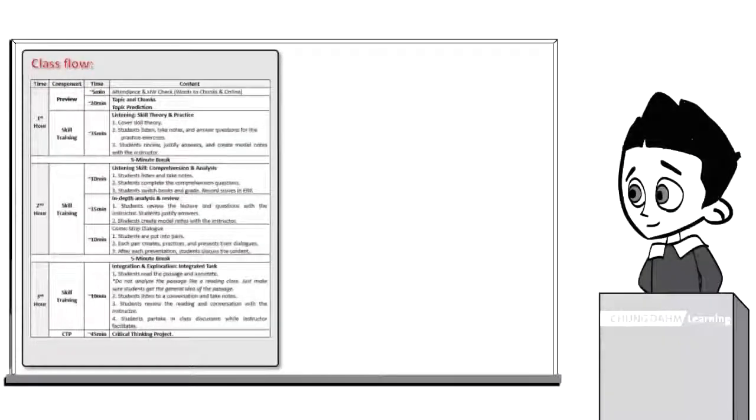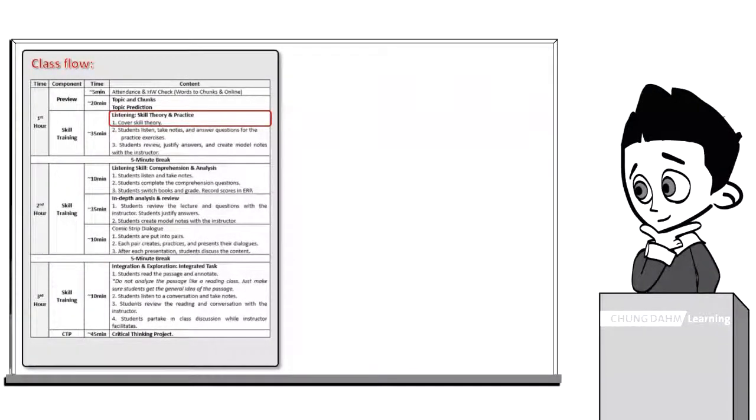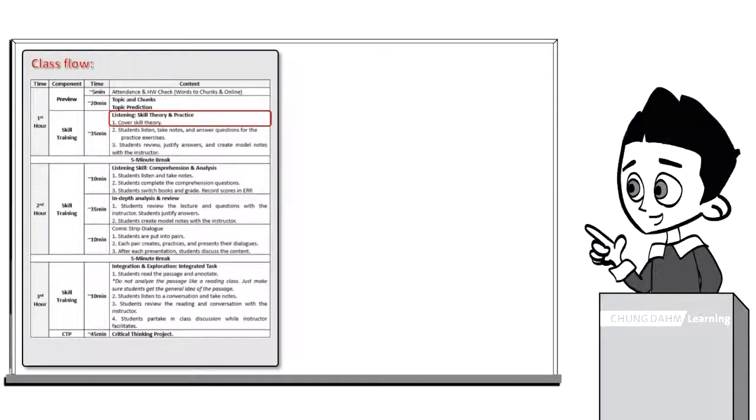Skill theory is a core component from the skill training portion and takes place immediately after topic and chunks and topic prediction. During this component, students learn a listening skill, which helps in analyzing listening passages and in developing the student's academic scaffolding by learning related skills throughout the term that progress in difficulty.